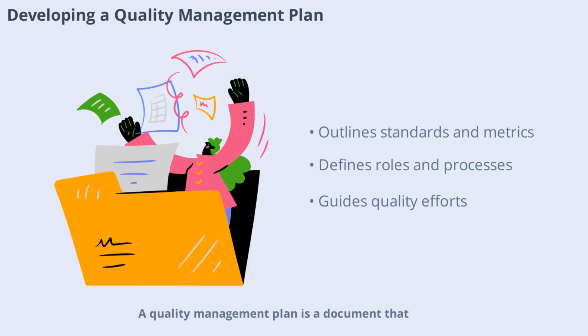A Quality Management Plan is a document that outlines how quality will be managed throughout the project. It includes the quality standards, metrics, roles, and responsibilities, as well as the processes for quality assurance and control. This plan serves as a reference for the entire team, ensuring everyone understands their part in achieving quality objectives. By documenting your approach, you make it easier to monitor progress, identify issues, and implement improvements as needed.